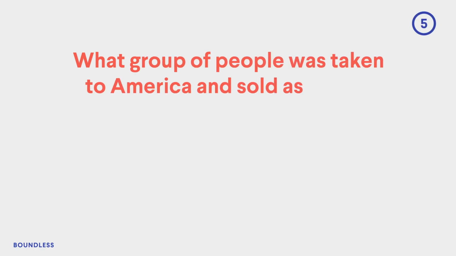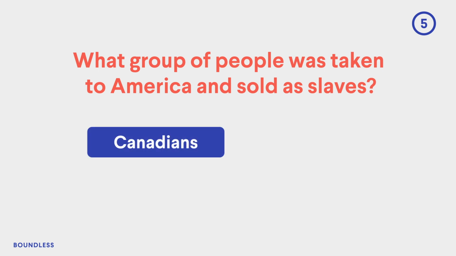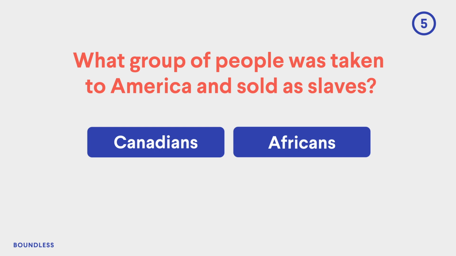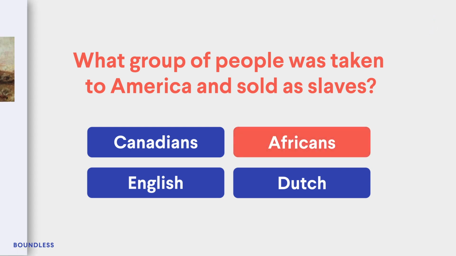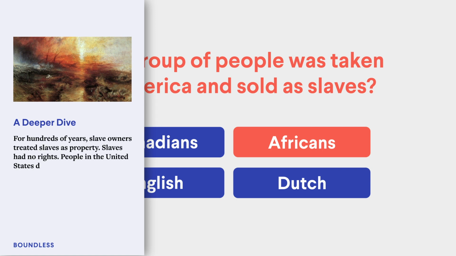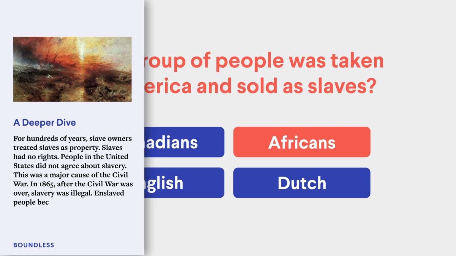What group of people was taken to America and sold as slaves? Canadians, Africans, English, Dutch. Answer: Africans. For hundreds of years, slave owners treated slaves as property.